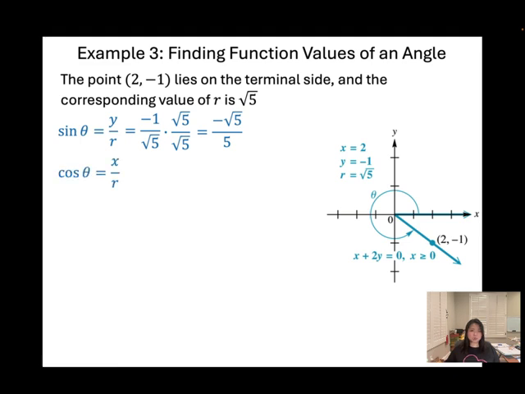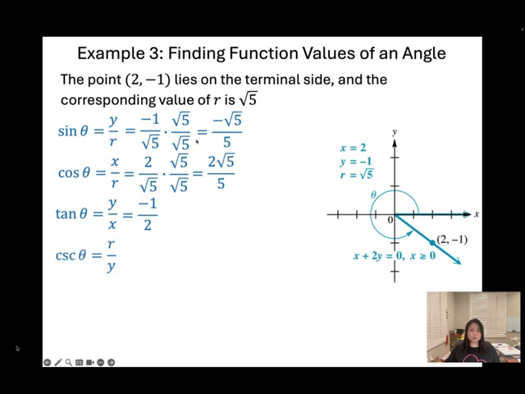Okay, cosine theta, x over r. So you should get 2 over square root of 5. Again, rationalize. You should get the answer 2 square root 5 over 5. Okay, tangent. Y over x, you should get -1/2.